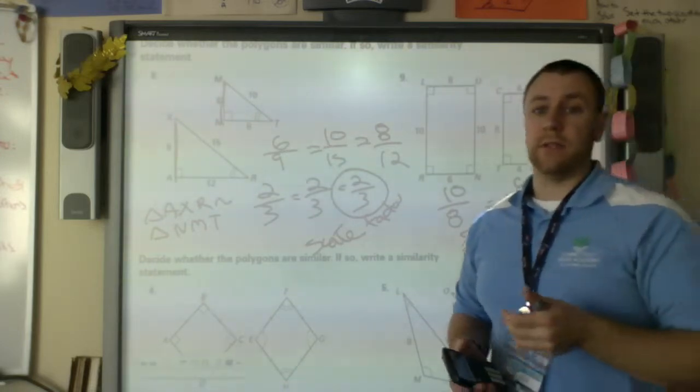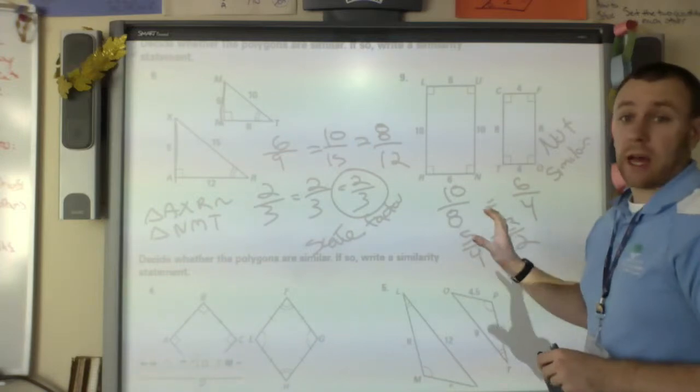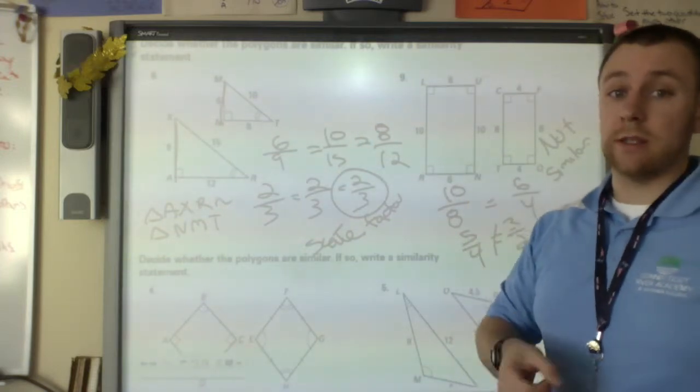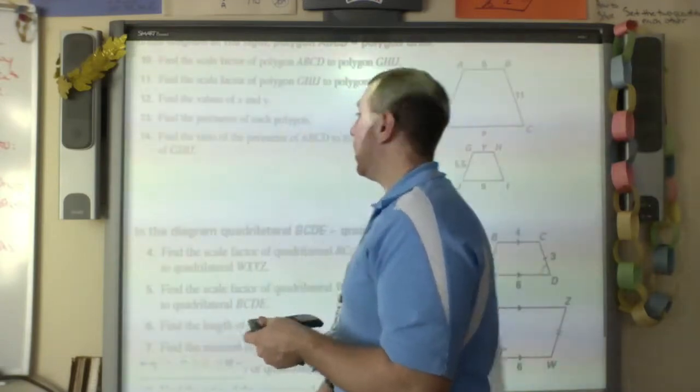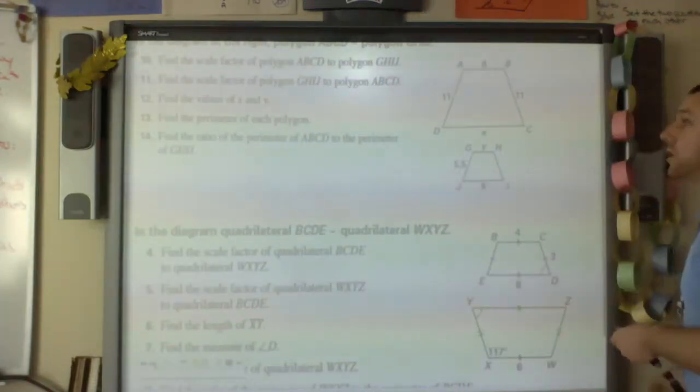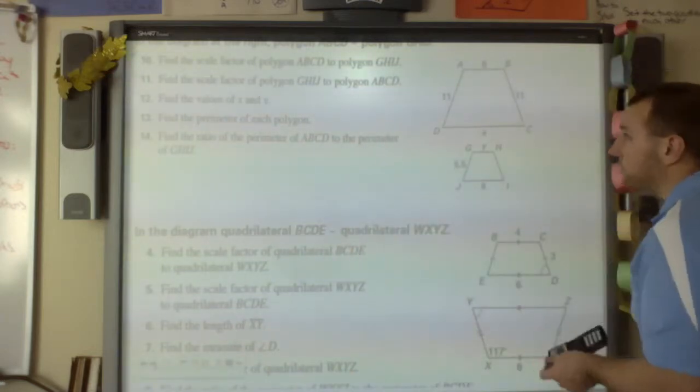So it's not enough to just notice the angles. You also have to notice the ratios of the sides. And if they don't reduce down to the same thing, they're not similar. And then the next thing is finding the scale factor and then finding the values of x and y.